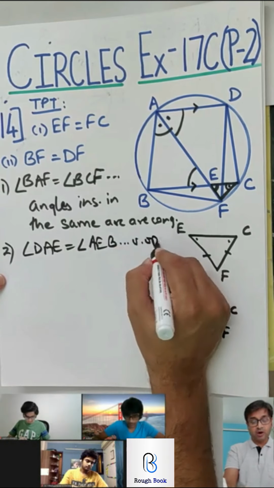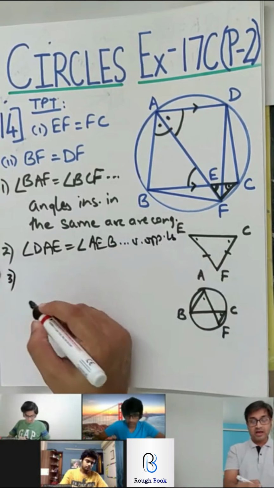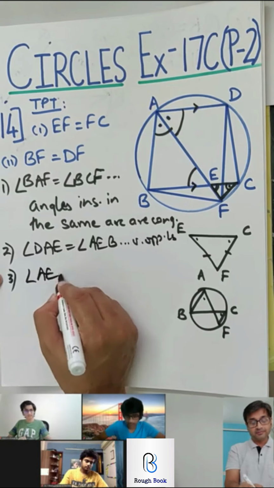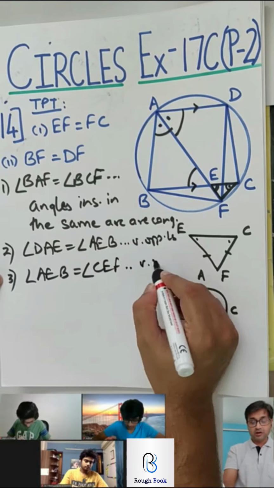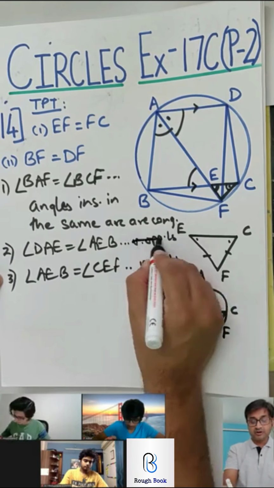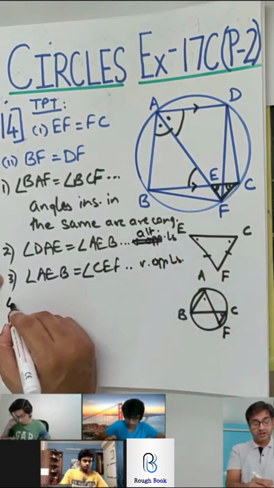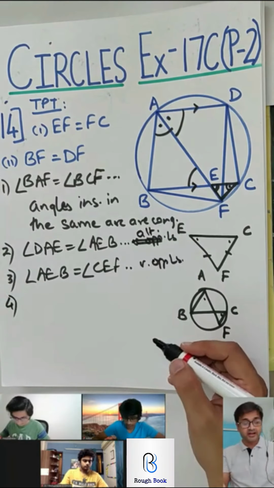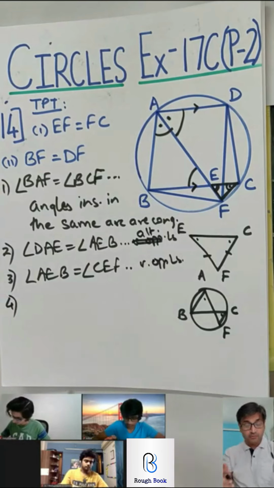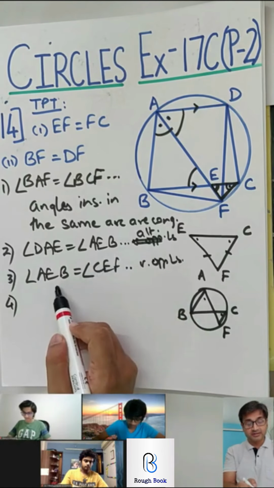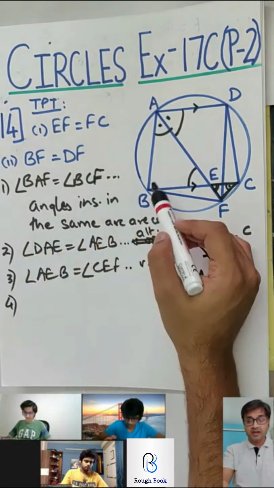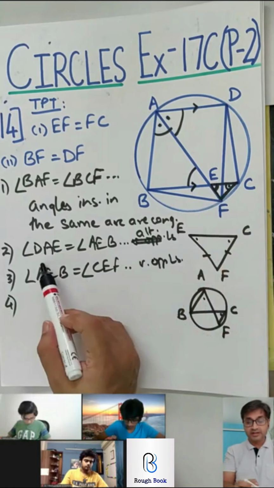That will be vertically opposite angles. And then we can say AEB is equal to CEF, vertically opposite angles. Oh, here I made a mistake, it's alternate angles, I'm sorry. So now if you look at the three angles that we've written, whatever is common, cancel that in your head. So AEB can be cancelled, right? And then BAF stays there, DAE.